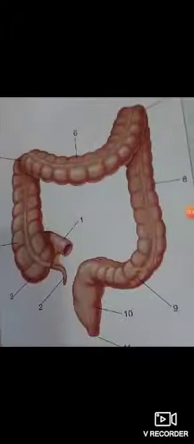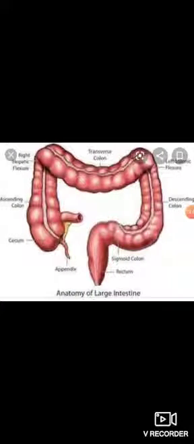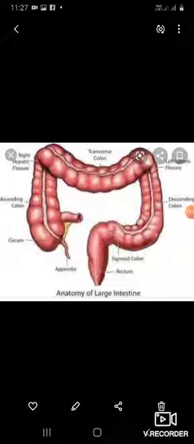Now we will see about the cecum. Yes, in this diagram you can see cecum. Cecum is a large blind sac forming the commencement of the large intestine. It is situated in the right iliac fossa above the lateral half of the inguinal ligament. It communicates superiorly with the ascending colon, medially at the level of the cecocolic junction with the ileum, and posteromedially with the appendix. You can see in this diagram.